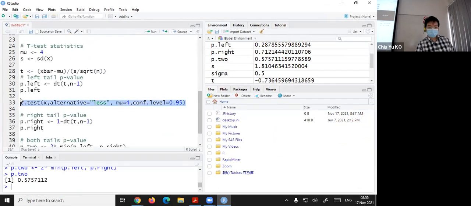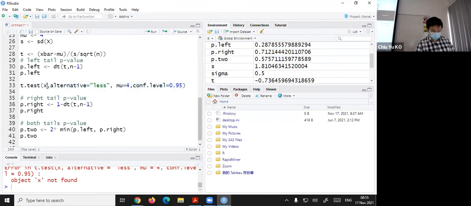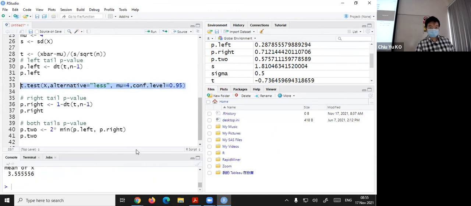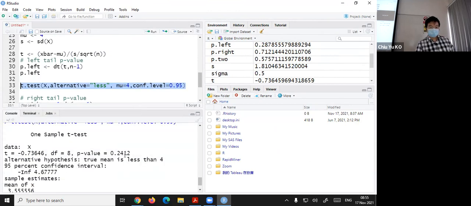Oh, sorry, the data is big X. So you can see this gave you the same value here, the T value. This guy is the same as the T we constructed. And the P value should be the same as the P left we constructed.